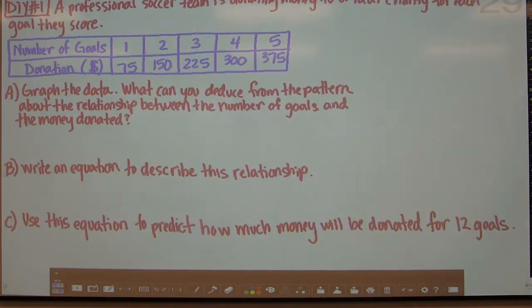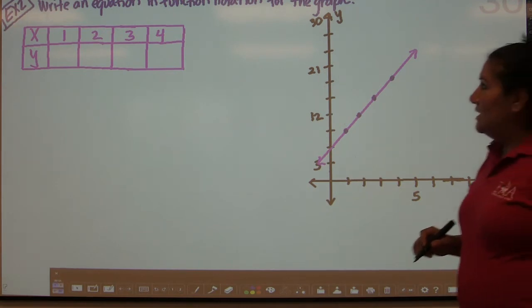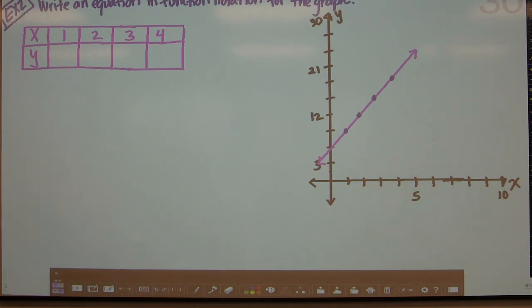So now I'm going to let you try this one on your own. Remember, you have to graph the data first, write the equation, and then predict with your equation. And then we're going to go to something that's more of a not proportional or non-proportional relationship and kind of go through that.